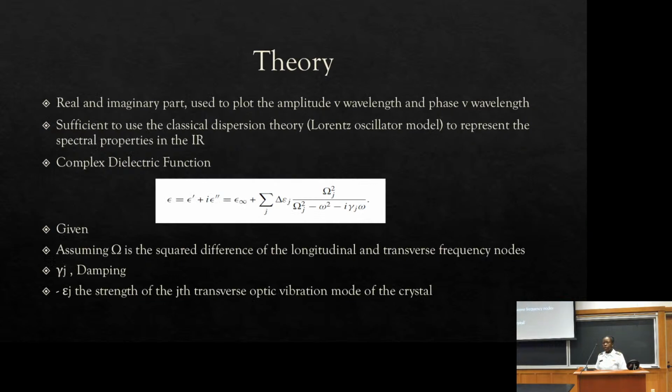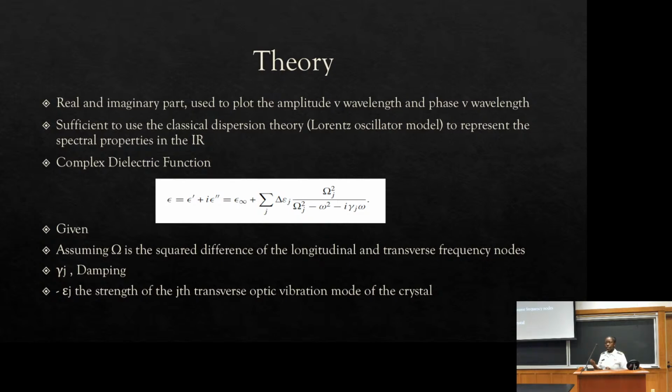So the theory itself that we looked at: when I got information back from the lab, I got reflectance and absorption. Mathematically, we can align this back to the real and imaginary parts in order to better use our data to plot the amplitude versus wavelength and phase versus wavelength. Specifically, we were using classical dispersion theory to better mathematically solve what we were plotting and understand what we're getting from the machine itself. So we use the complex dielectric function.